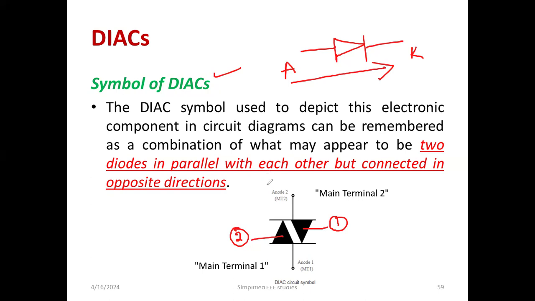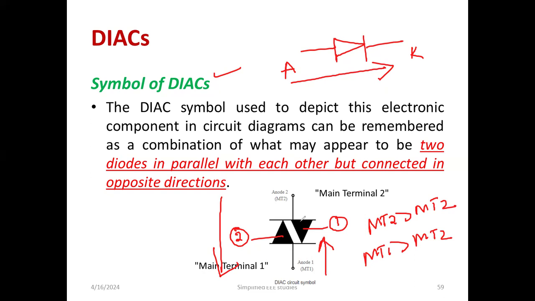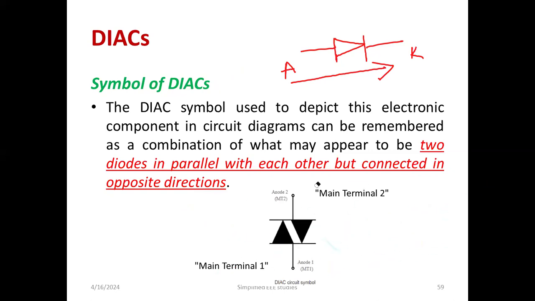But in the case of DIAC, it is bidirectional. For example, if MT2 is greater than MT1, these are the terminals, current flow will be in this direction. Second condition, if MT1 is greater than MT2, of course, the current flows from MT1 to MT2. I hope you understood my point. So two diodes connected in the opposite direction, we can call it that. This is actually the way DIAC is constructed. We require two diodes connected in this particular fashion. That is generally called a DIAC.